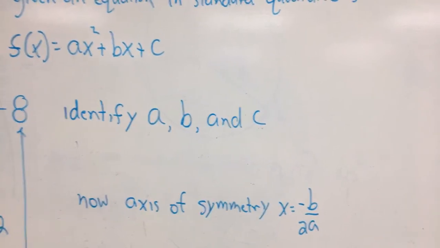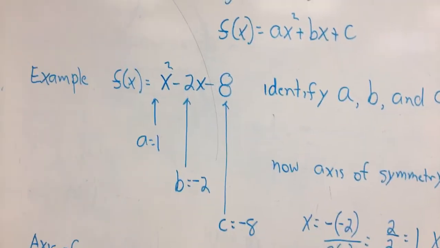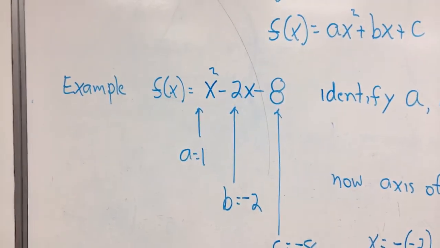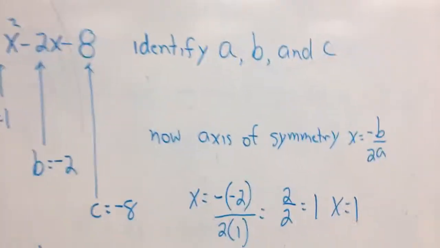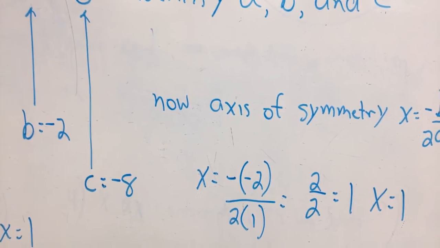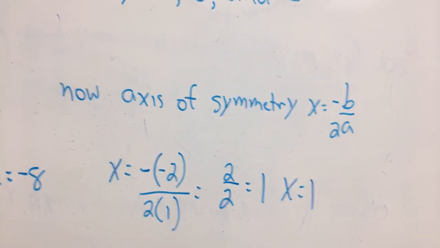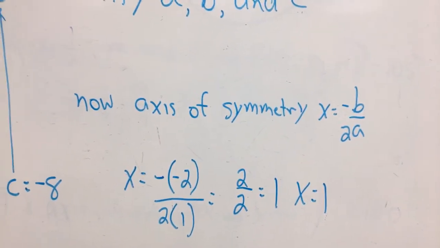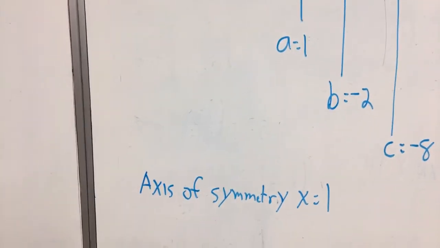So x is equal to negative b over 2a. Now in our case, a is equal to 1 and b is equal to negative 2. So to find our axis of symmetry, x is equal to the opposite of a negative 2 over 2 times a, which is 1. All right, neg, neg, pause, divide, x is equal to 1. So that is the axis of symmetry. The axis of symmetry is x is equal to 1.